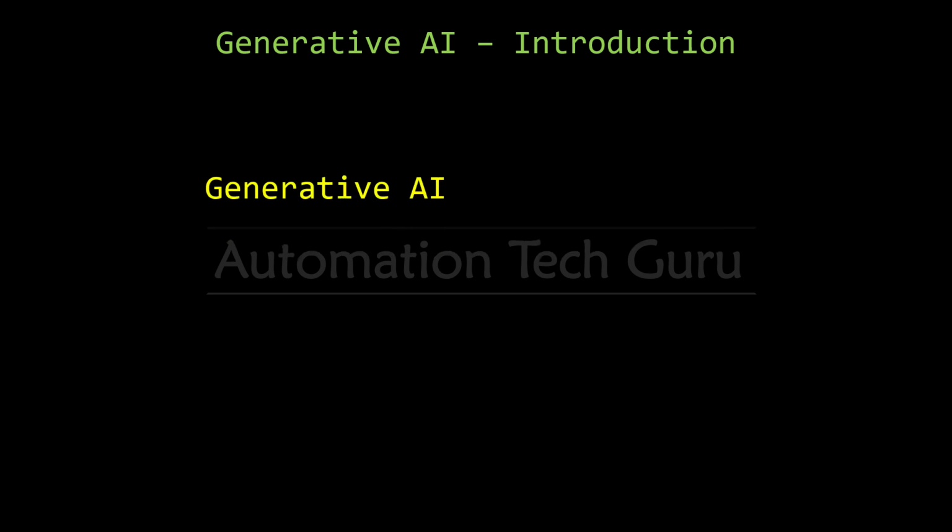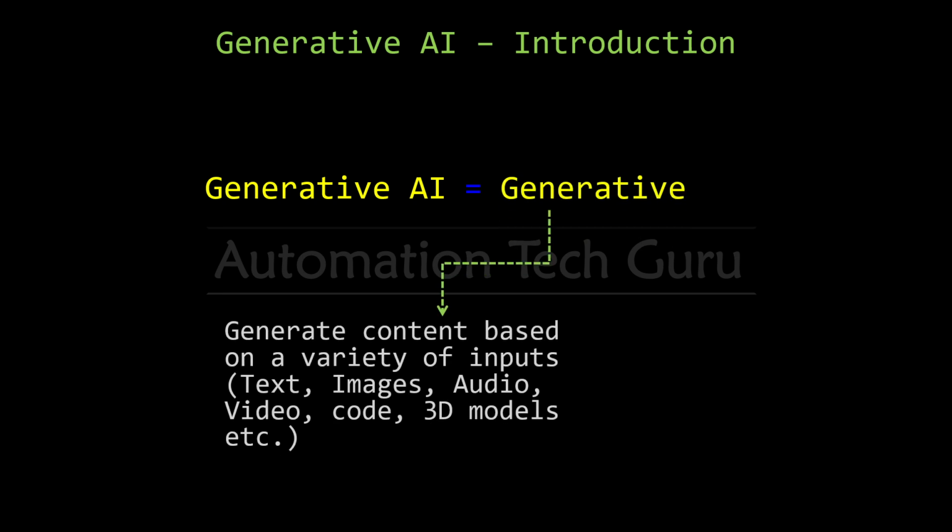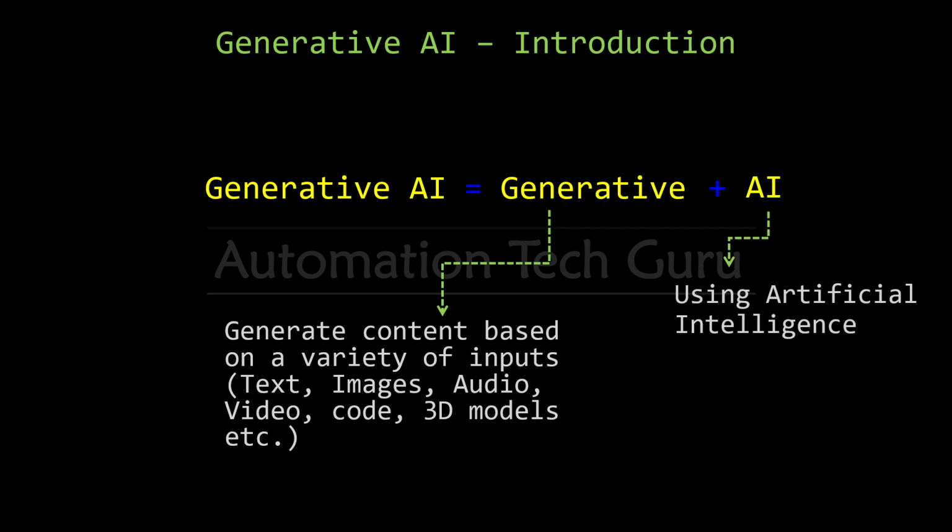So, what is generative AI? Generative AI is generative plus AI. Generative means generating content based on a variety of inputs, like text, images, audio, video, code, or 3D models, etc. Plus AI, that is artificial intelligence. So using artificial intelligence, if you generate content based on a variety of inputs, it is generative AI.